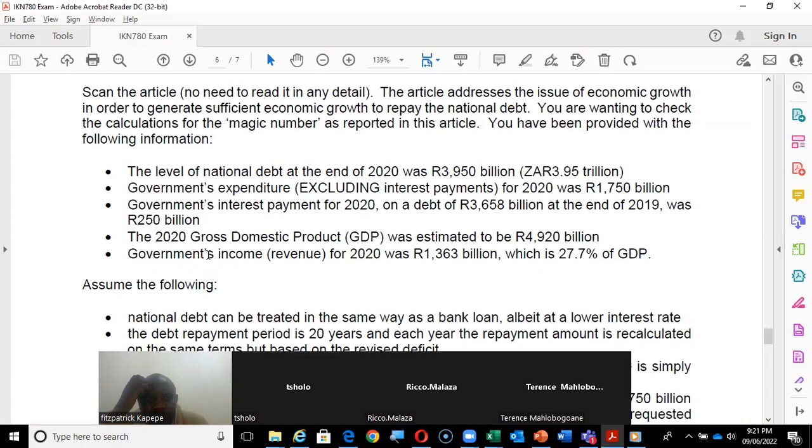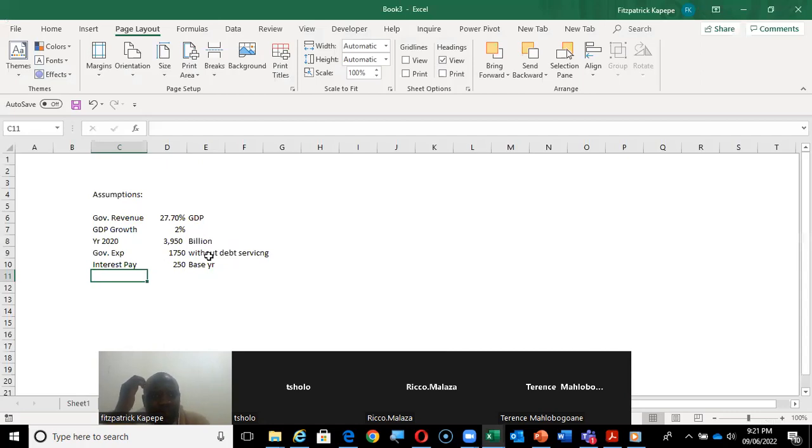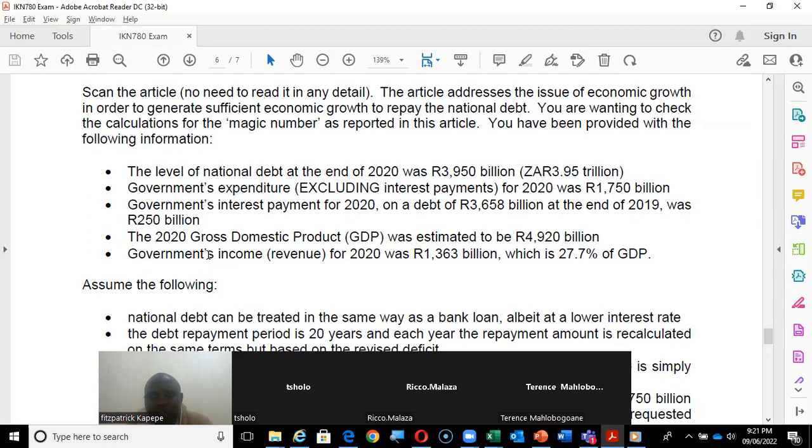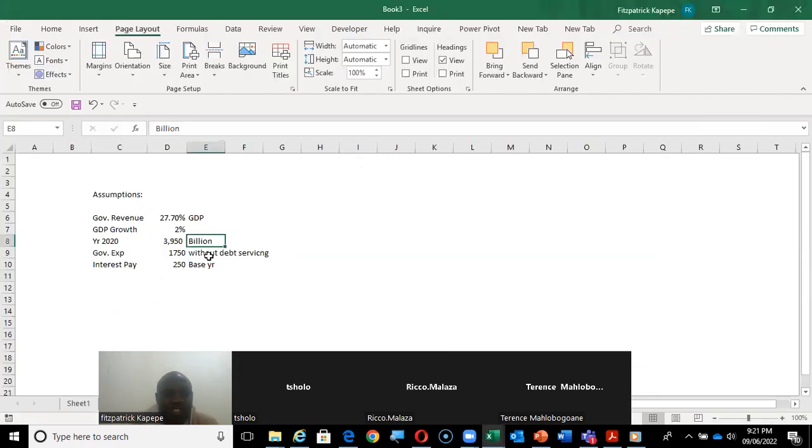Then the 2020 gross domestic product was estimated at 4,920. This one, 3,950. What is this? Now confused. There's a dip. Okay, so the level of national debt at the end of 2020 was 3,950. Yes. Then what's the difference with this one? The 2020 gross domestic product. Oh, that is debt. So GDP. Yes, sorry, debt. Okay. So GDP.